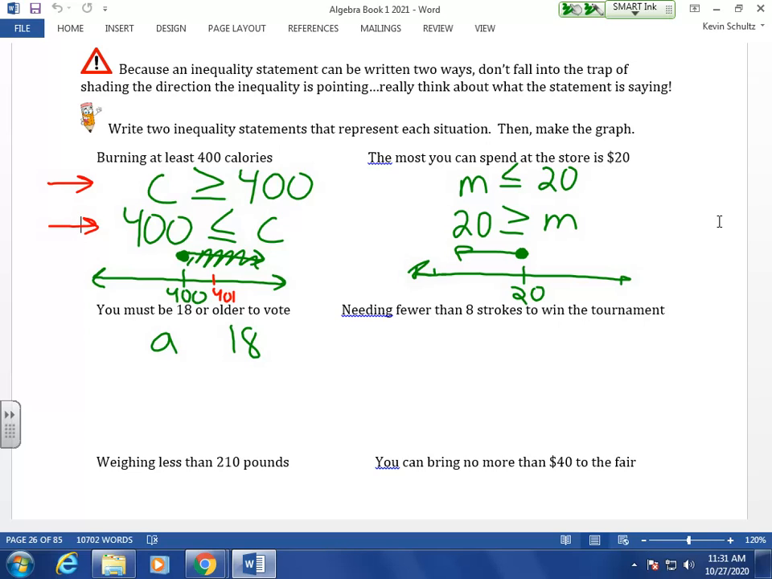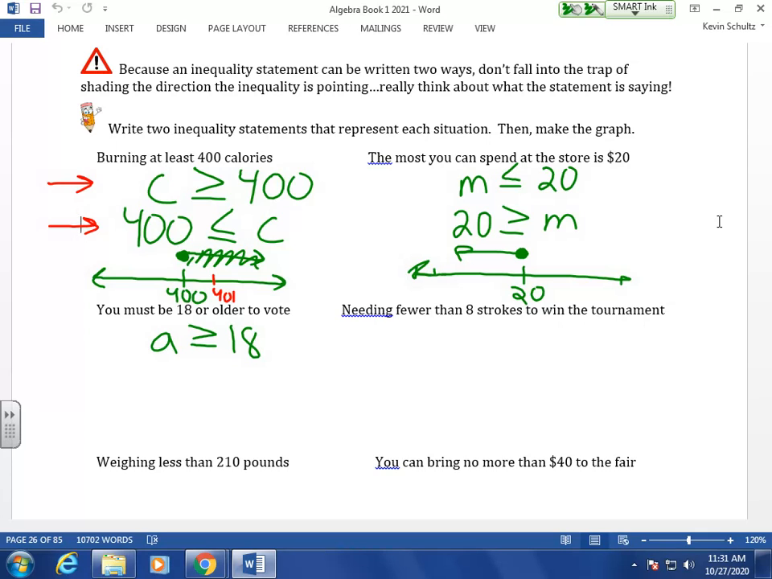Is your age less than 18? Greater. Is it greater than? Is it greater than or equal to? Or just greater than? Greater than or equal to, right? Because it says 18 or older. That word or is a little bit of a hint. That's going to be that greater than or equal to.